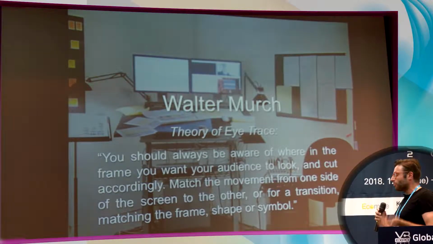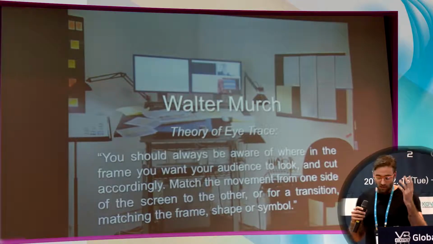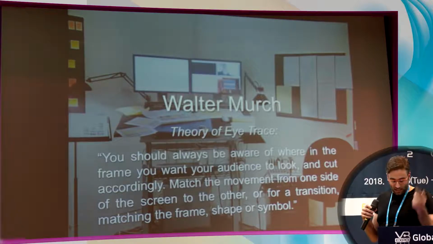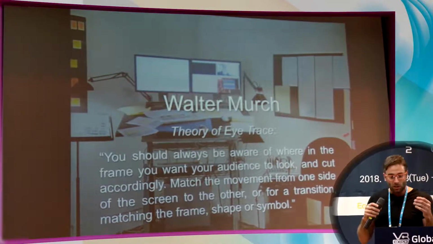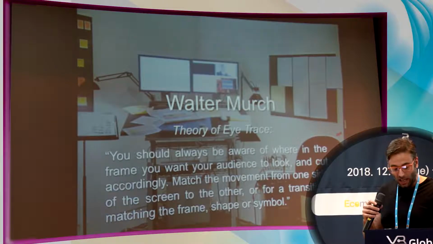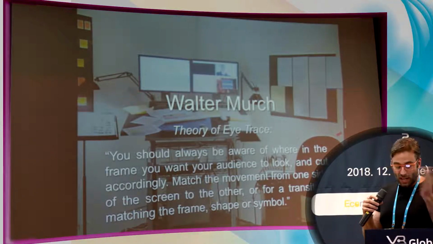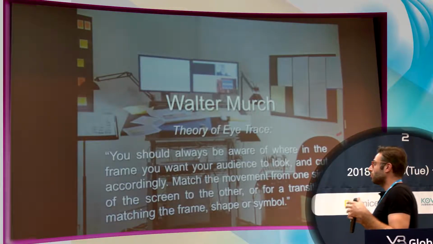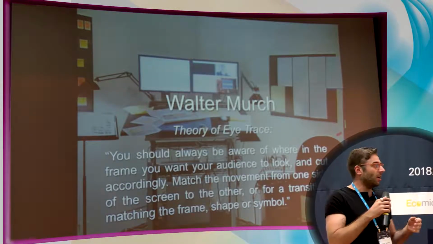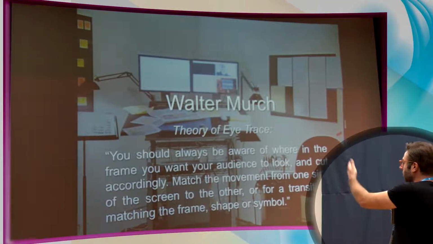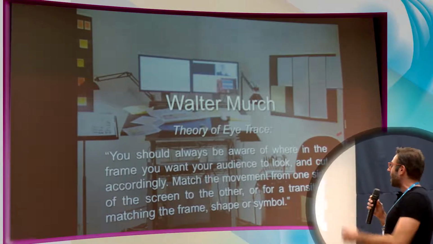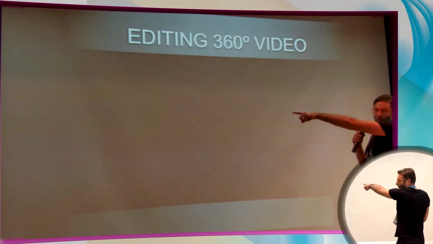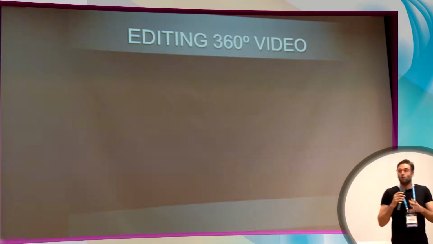And Walter Murch, famous editor of Godfather, tons of movies, has this theory of eye trace, and it says you should always be aware of where in the frame you want the audience to look and cut accordingly. So you're matching the movement from one side of the screen to the other for a transition, matching the frame, shape, or symbol. So when he was talking about this, he was talking about a large screen, even larger than this, right? And he's talking about how if you have something over here and then you cut to something over there, it's going to be jarring, right?